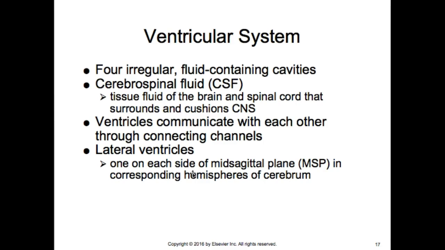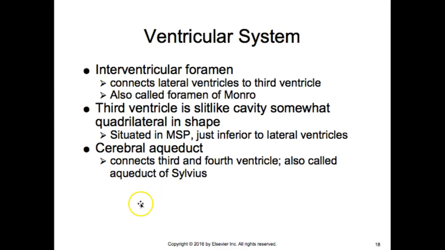The lateral ventricles, there's one on each side of the mid-sagittal plane corresponding to the hemispheres of the cerebrum. There's the interventricular foramen, which connects the lateral ventricles to the third ventricle, also called the foramen of Monroe. The third ventricle is a slit-like cavity, somewhat quadrilateral in shape. It's situated in MSP, just inferior to the lateral ventricles. And I'm going to show you what all this looks like.